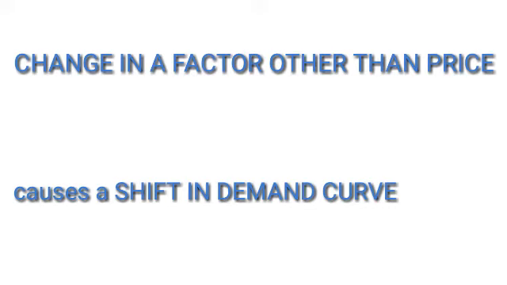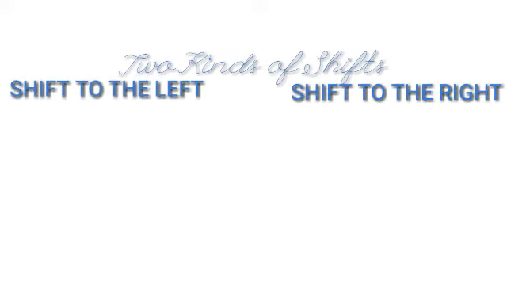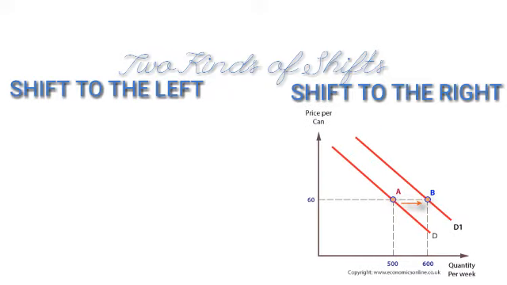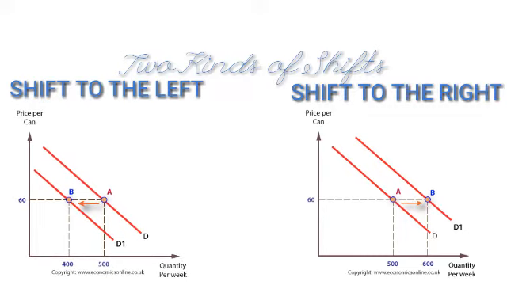But if there's something else other than price changes, then it is a shift in demand curve resulting to change in demand. Now there are two kinds of shifts: shift to the right and shift to the left. Shift of demand curve to the right pertains to an increase in demand, while shift of demand curve to the left is a decrease in demand due to a number of reasons.